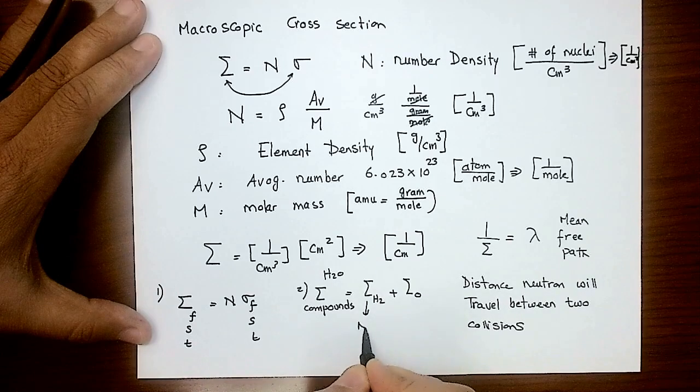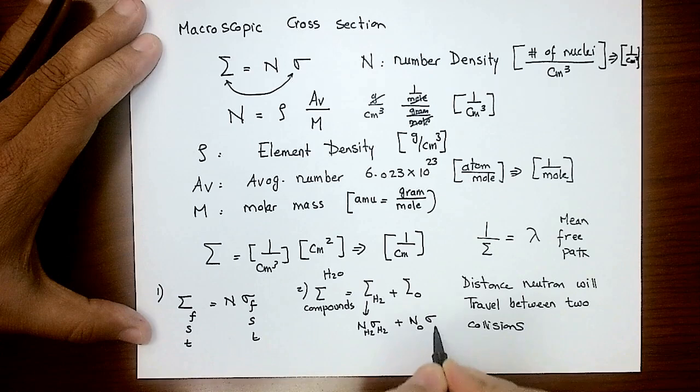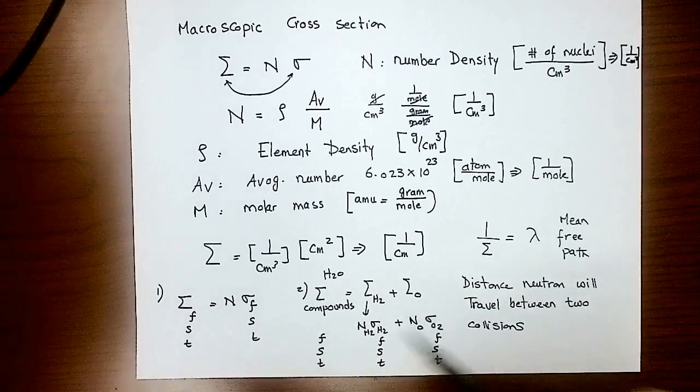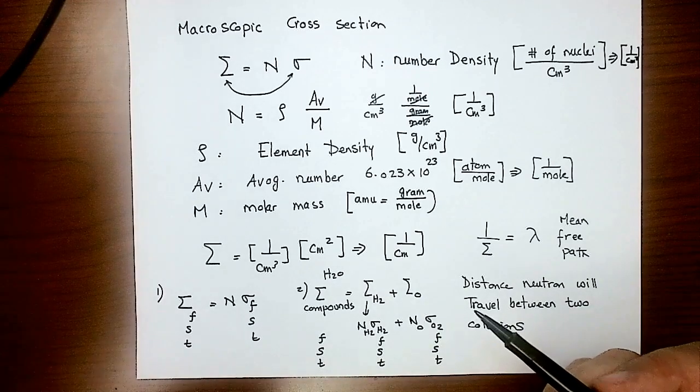Then you take that and you get number density of hydrogen times sigma for hydrogen plus N of oxygen times sigma for oxygen. And again, if you put fission, this will be fission. If you put scattering, it will be scattering. If you put total, it will be total. So the beauty about capital sigma is that you can do that for compounds as well.